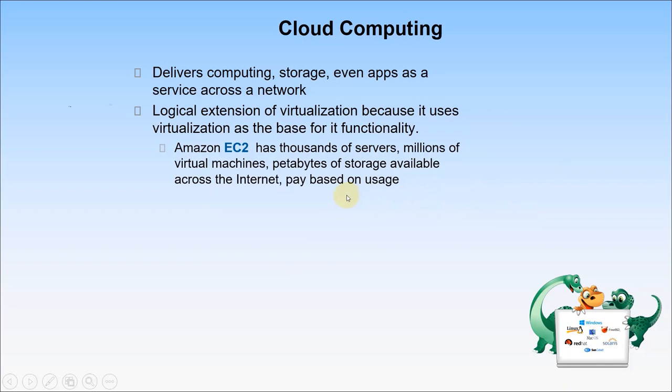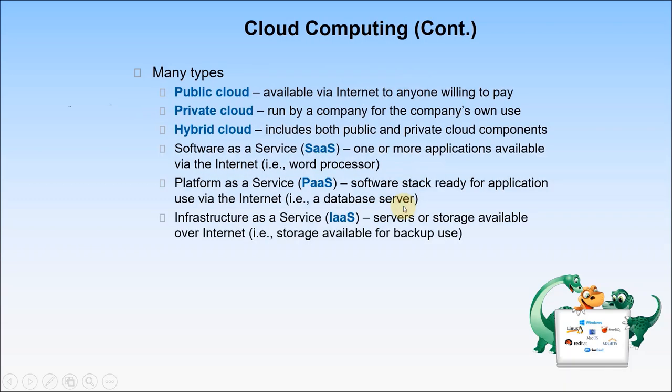Next is cloud computing. It delivers computing, storage, and even apps as a service across the network. It is a logical extension of virtualization. This includes public, private, or hybrid clouds. Public is available via the internet to anyone who's willing to pay. Private is run by a company for the company's use. And hybrid cloud is a combination of public and private.